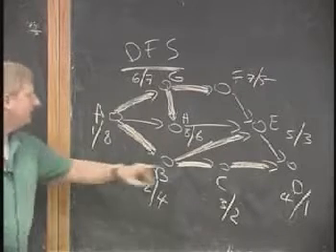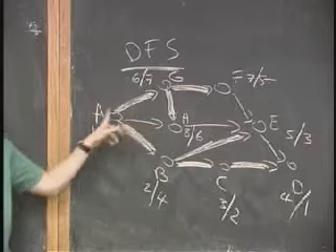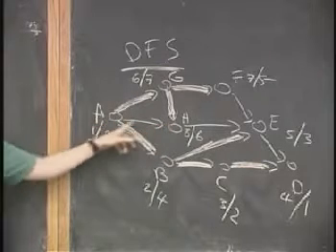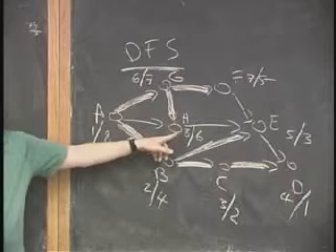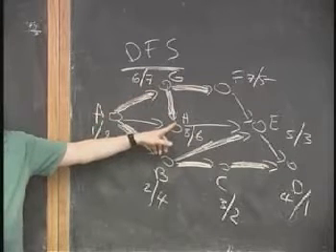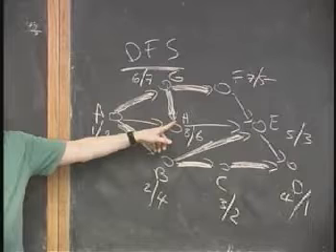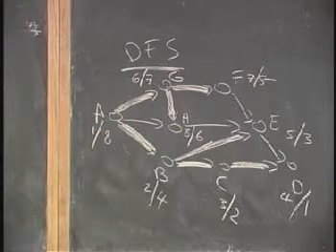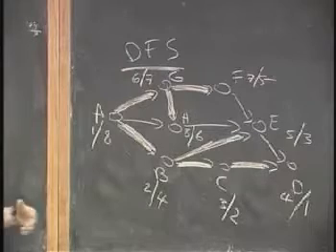Let's see if I can, here. See this edge? That's a forward edge. Because it connects to something that's already in the tree, which is forward on the tree. Let's see if we have any back edges. We don't have any back edges here because this graph doesn't have cycles.